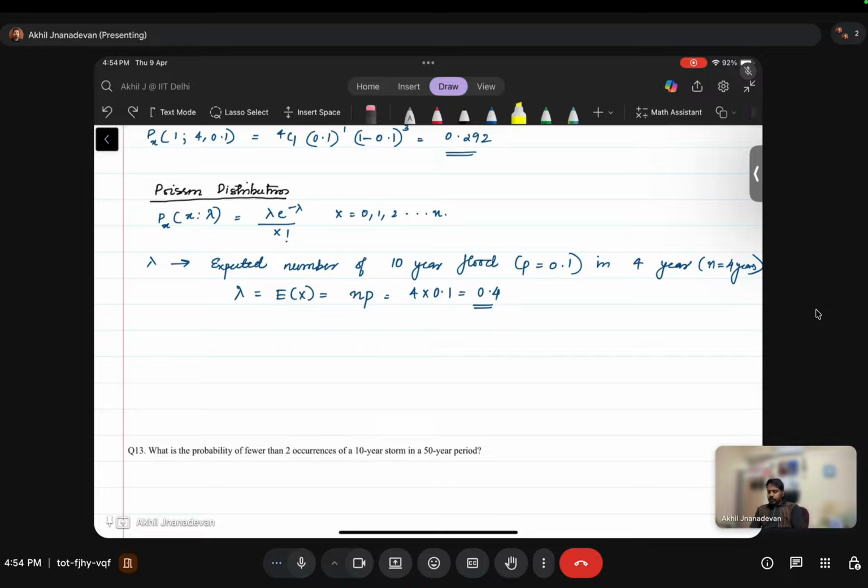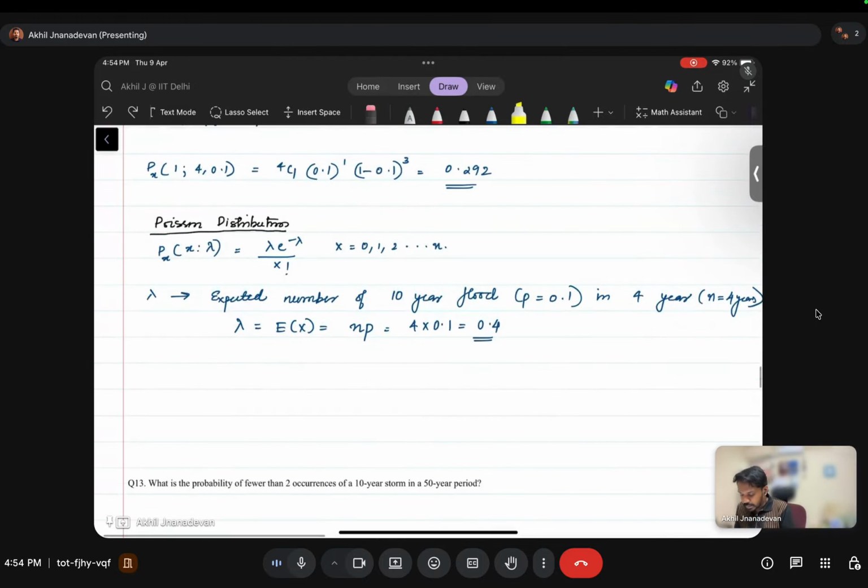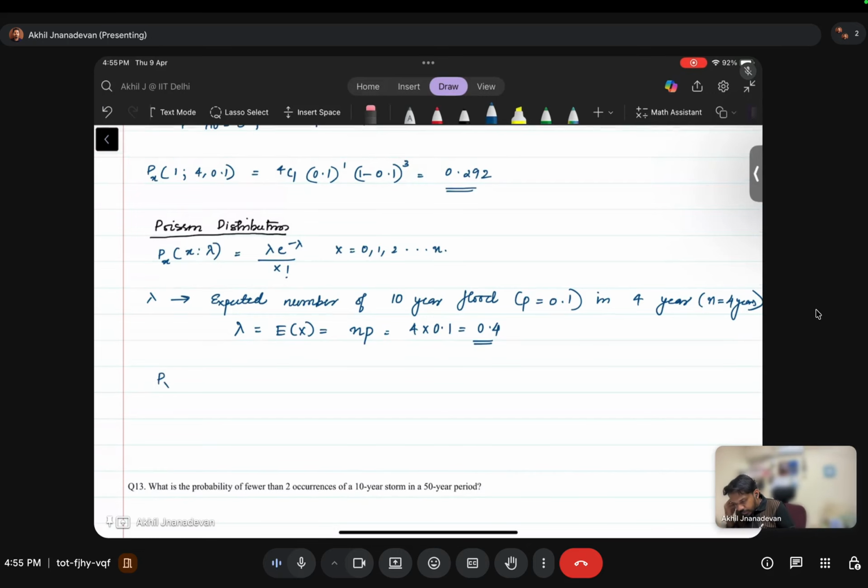Right. So lambda is nothing but the expected number or average number of occurrences in that particular period. Okay, that we can find using np. So lambda is equal to np. If we know lambda, then we can directly find the required probability. So for one occurrence in n years, x equal to 1 will be lambda raised to x, e raised to minus lambda, by x factorial, that is equal to 0.4 e raised to minus 0.4 by 1 factorial, which is equal to 0.268.